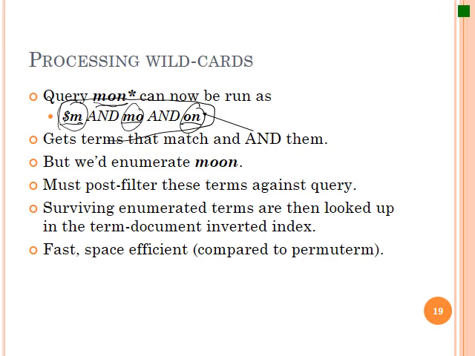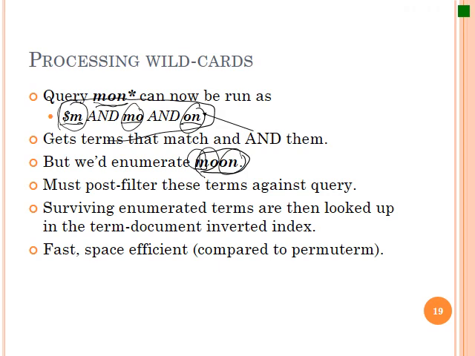Of course, the downside of this is that you might incorrectly enumerate a word like moon, because the word moon satisfies all these 3 search criteria. It starts with M, it contains MO, and it contains ON. So you need some kind of post-processing to filter these terms against the query.